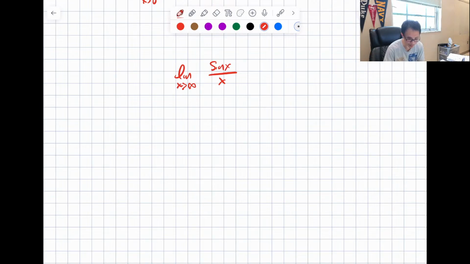Okay, so this will go to 0. This is going to go to 0. This is going to go to 0. And in this case, it will go to 1. In other cases, it doesn't have to be.